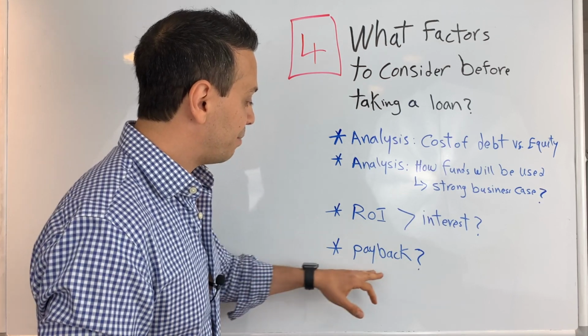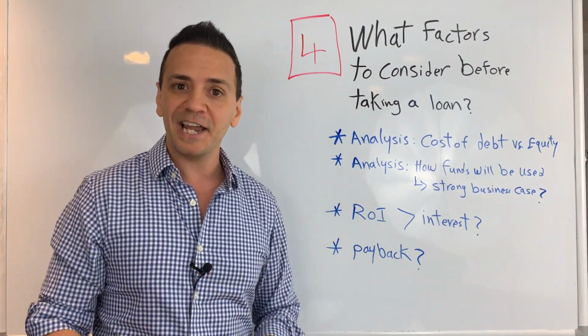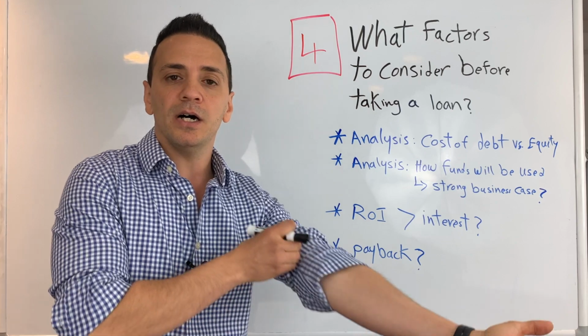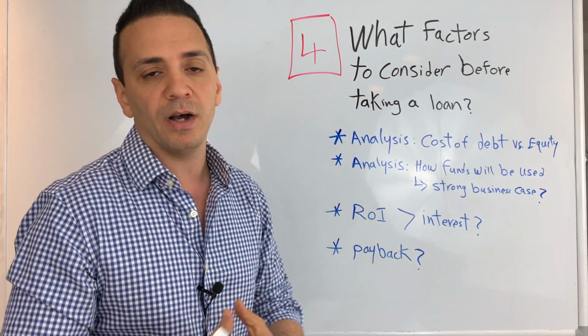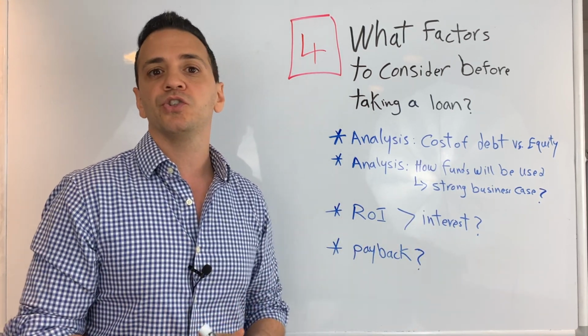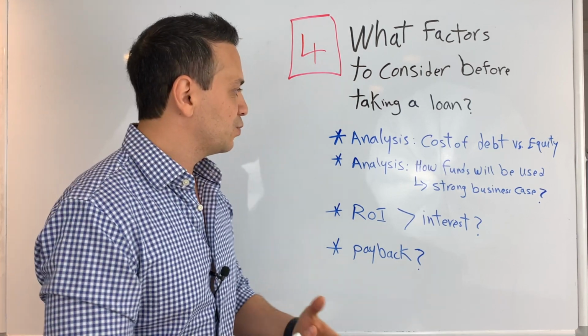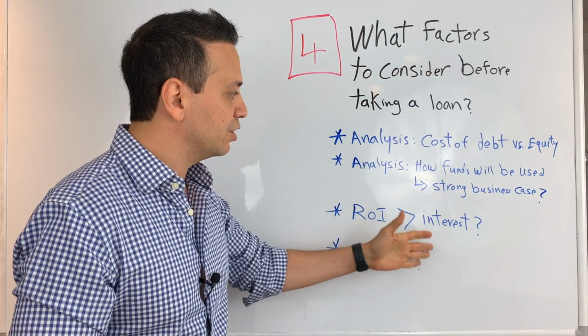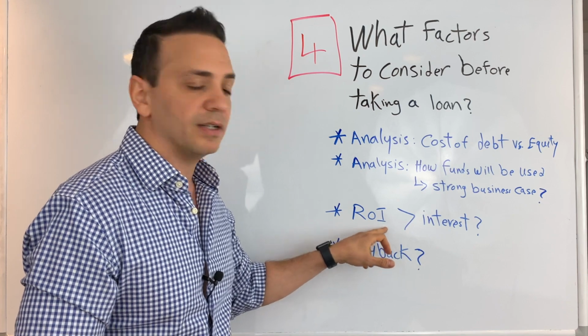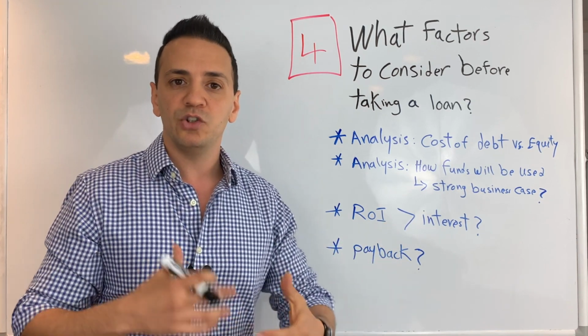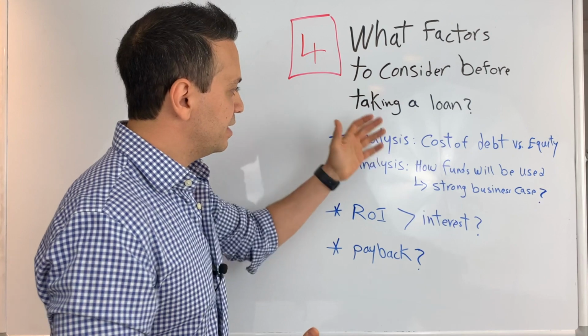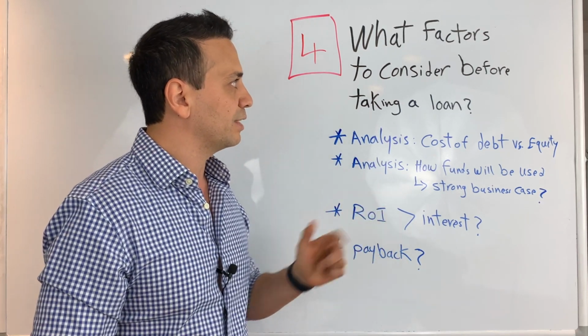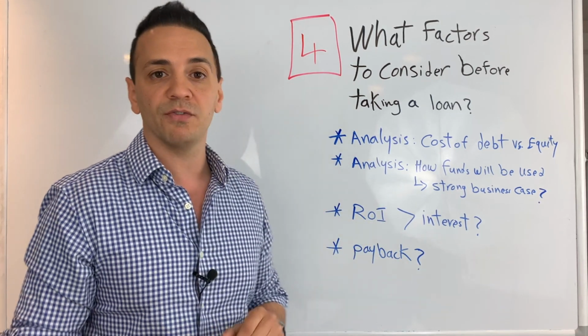And then the final thing is the payback, because basically you have to have a plan to pay this back, right? So usually a loan would have a term and a schedule to pay it back. You just have to make sure that you're going to have enough money, and that's why you got to go through this analysis and make sure that this activity would generate enough return to be able to pay back the loan. So these are the things that you'd have to consider before taking out a business loan, and that is question number 4 on my list.